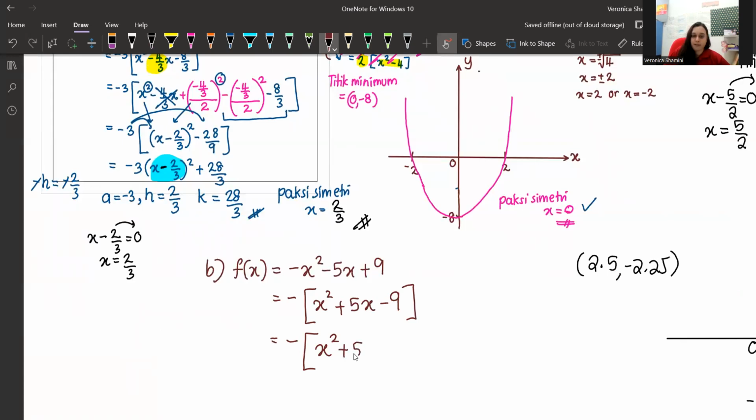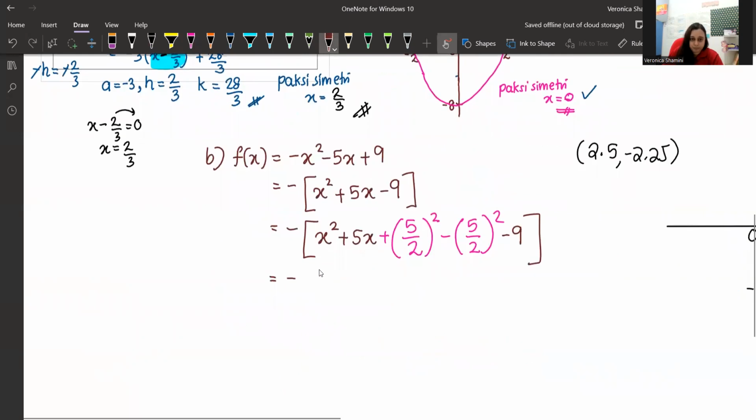x squared plus 5x plus b over 2. What is my b? 5. 5 over 2 squared. What is my b again? 5. So tolak 5 over 2 squared. Then don't forget ada tolak 9 kan? Tulis kat belakang. Tolak 9. Then remember the first one and the third one come together. Middle one no more already.